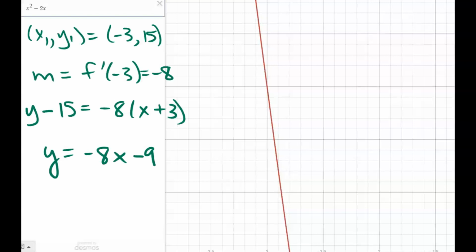Okay, so the tangent line passes through the point (-3, 15). It has a slope of -8, which is the derivative at -3. And then once we write it in slope-intercept form, we get that y is -8x minus 9. Let's graph that now in Desmos and see if that matches our graph.